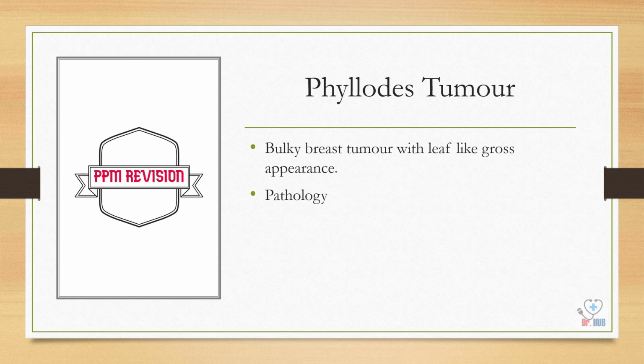Talking about the morphology, they are large, about more than 10 cm in diameter, and they are less encapsulated compared to the fibroadenoma. And on cut surface they can appear grey-white along with cystic cavities, and they also contain areas of hemorrhages, necrosis and degenerative changes.